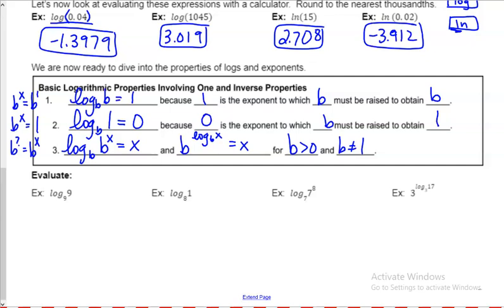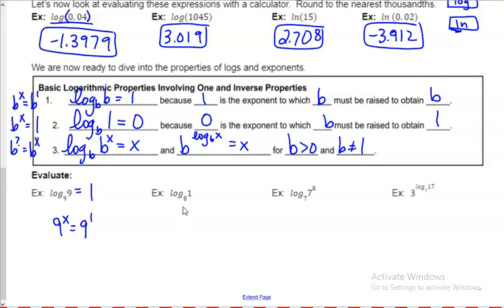If I have log base 9 of 9, those two things are the same. I'm looking right up here at number 1. That should be equal to 1. So 9 to what power equals 9? Well, you can convince yourself that that power is 1.